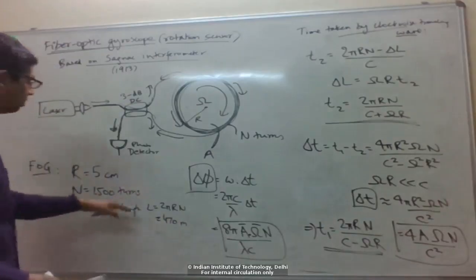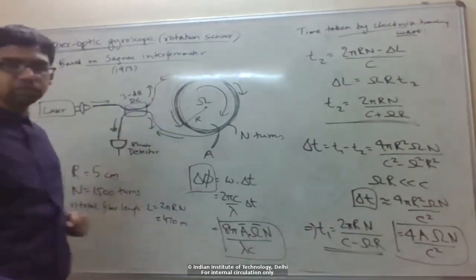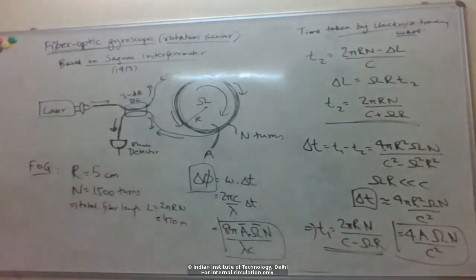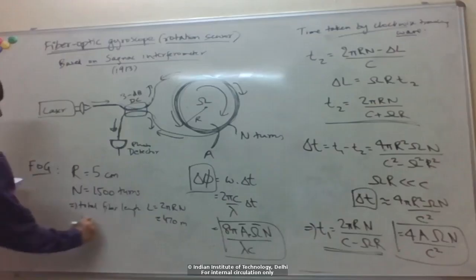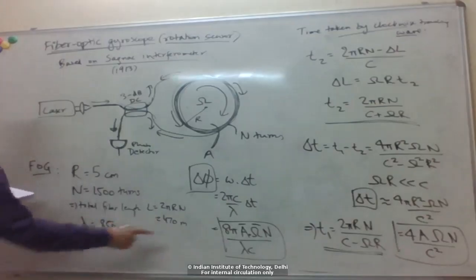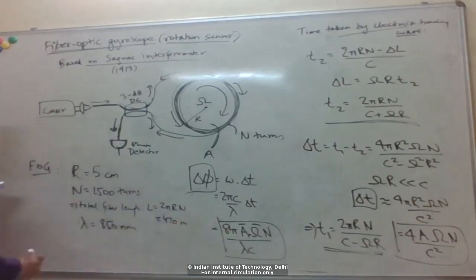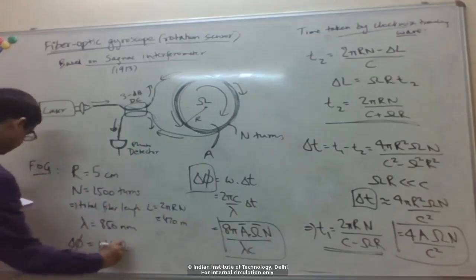So again, we can get really long path lengths in a small compact form factor using fibers, right? So that's an advantage. Let's say again we use a wavelength of 850 nanometers. So from this formula, the phase shift comes out to be about 1.16 times the rotation rate.